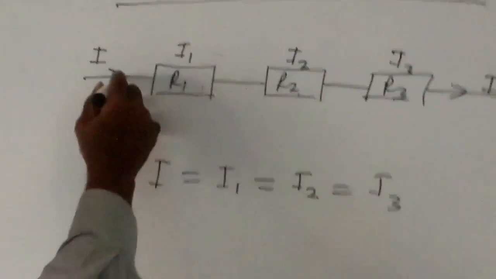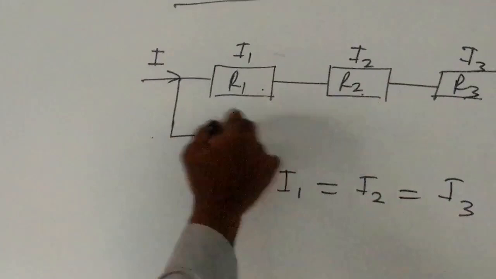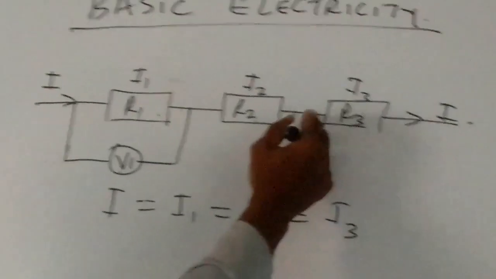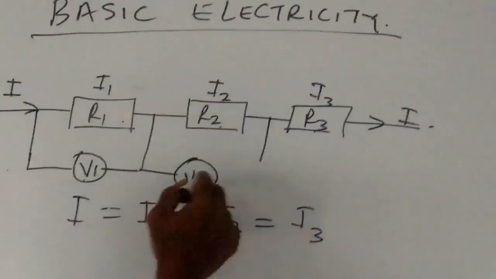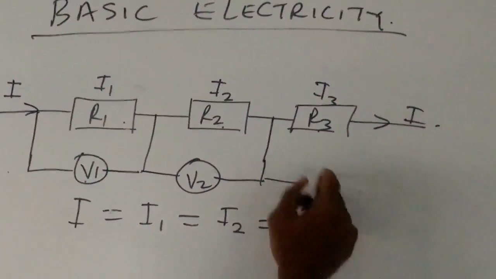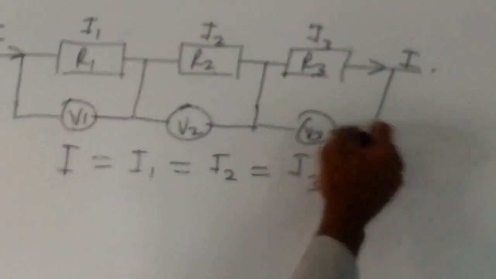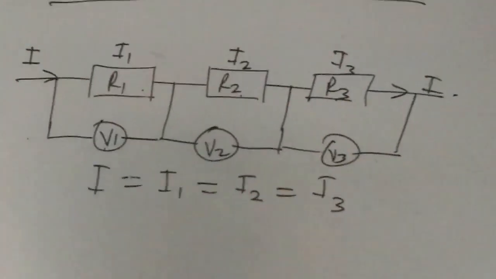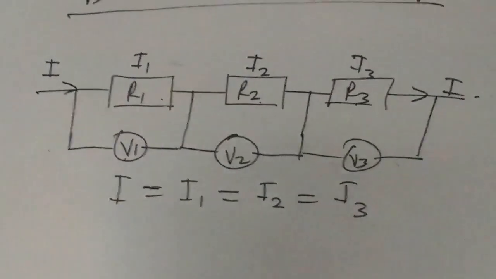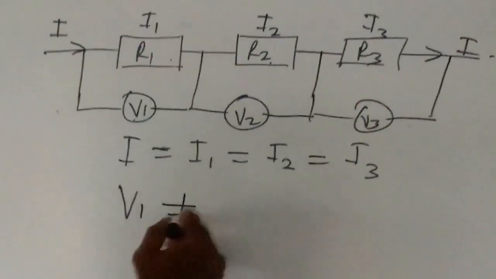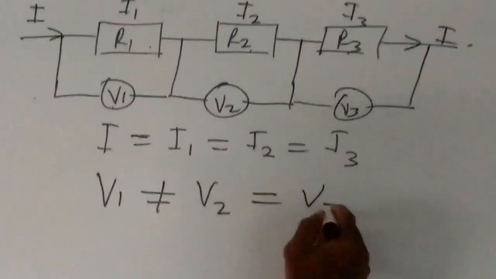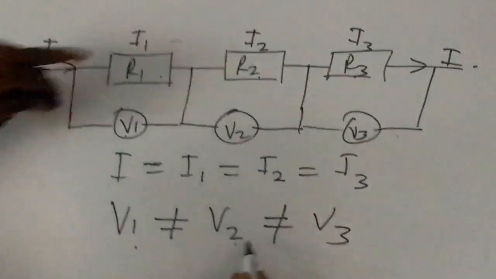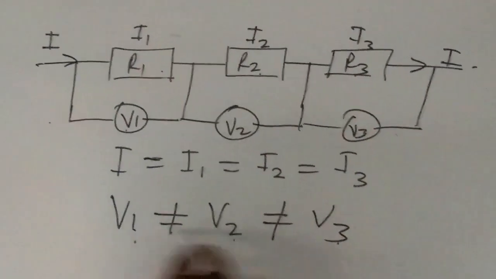Then the potential difference or the voltage across each of them: let the voltage across R1 be V1, across R2 be V2, and across R3 be V3. Will the potential difference across each of them be the same? No. So when they are in series, the current across them remains constant, but the potential difference across them will be different from each other. So the potential difference across the first resistor will be different from the one across the second resistor, and different from the one across the third resistor. They will be different from each other.